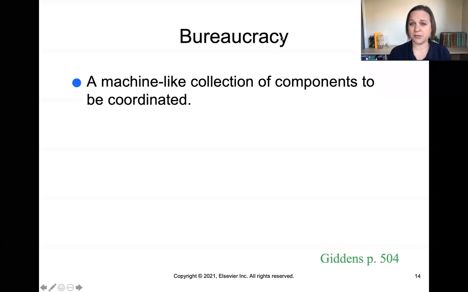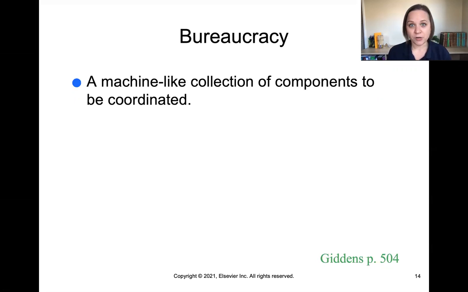The first way you could understand a healthcare organization is the idea of a bureaucracy, a well-oiled machine, a machine-like collection of components that need to be coordinated. If you've ever gone to the DMV to renew your license, then you have an understanding of what being part of a bureaucracy is. It's a well-oiled machine, there's a system, and you slip into their system and follow their rules. That's one way that you could understand some healthcare organizations.